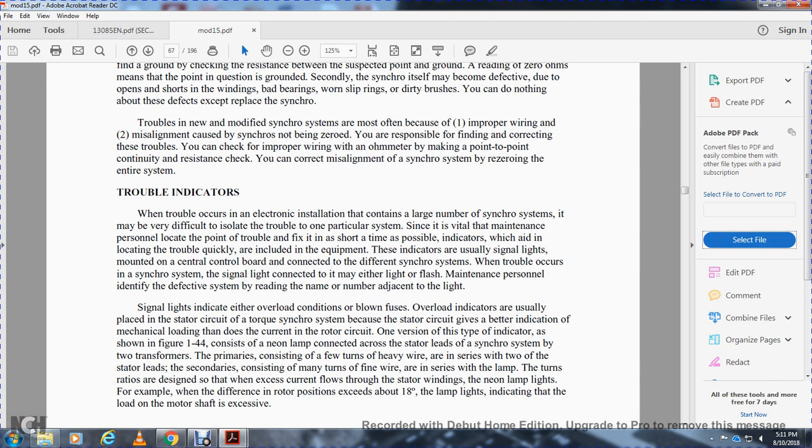Trouble indicators. When trouble occurs in the electronic installation with a large number of synchro systems, the variables may vary. With trouble in one particular system, personnel need to locate the main point of trouble. To fix the trouble in a short time, the possible indicators help in locating the trouble quickly. These include signal lights mounted on the electric control board, connected with the different synchro systems. When trouble occurs in a synchro system, the connected light may either light or flash. Maintenance personnel identify the defective system by reading the name and the number of the adjacent light.